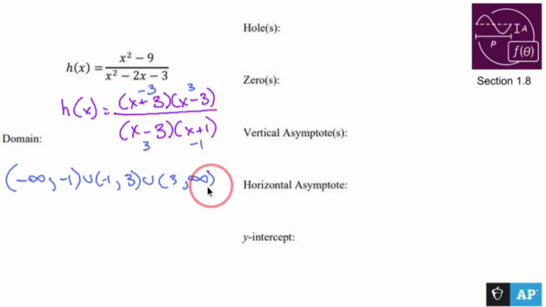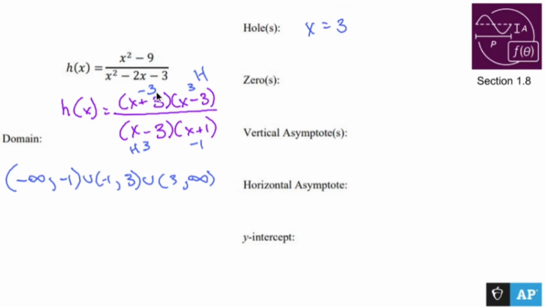That's my domain. My holes are going to be any number whose factor is seen both in the numerator and in the denominator the same amount of times. X minus 3 appears in the denominator, x minus 3 appears in the numerator, which makes 3 a hole. So x equals 3 is a hole.